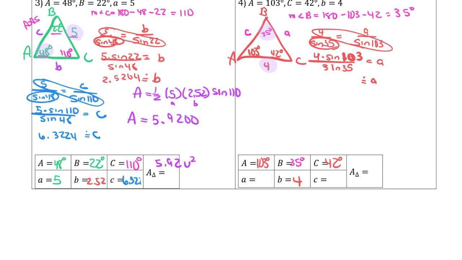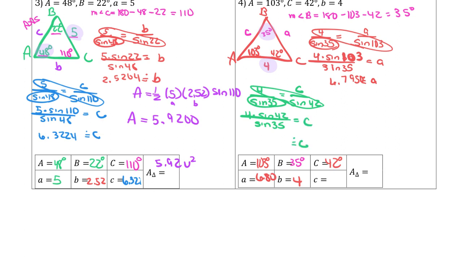So A is approximately 6.7950, so 6.80. And now I'm going to use that 4 over sine 35. And now I need to find side C. So angle C is 42 degrees. So 4 times sine 42 divided by sine 35 is what C is going to equal. So C is approximately 4.6663, so 4.67.